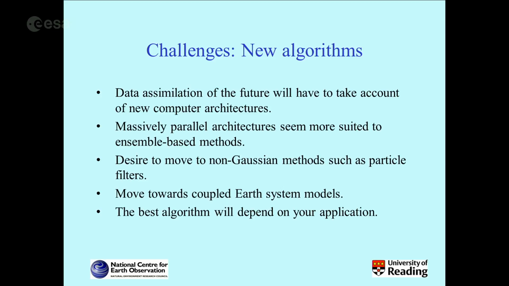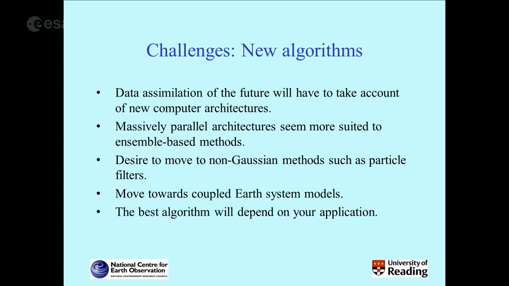There is also a desire to move towards what we call non-Gaussian methods. All the methods we've looked at assume Gaussianity. There are other methods, particularly people are looking at methods called particle filters, which are non-Gaussian and allow you to understand more about the true probability distribution function of the posterior of your estimate. Now, these methods work so far on small or medium-sized systems, and there's a lot of work at the moment to say, can we get these methods to be efficient on large systems?